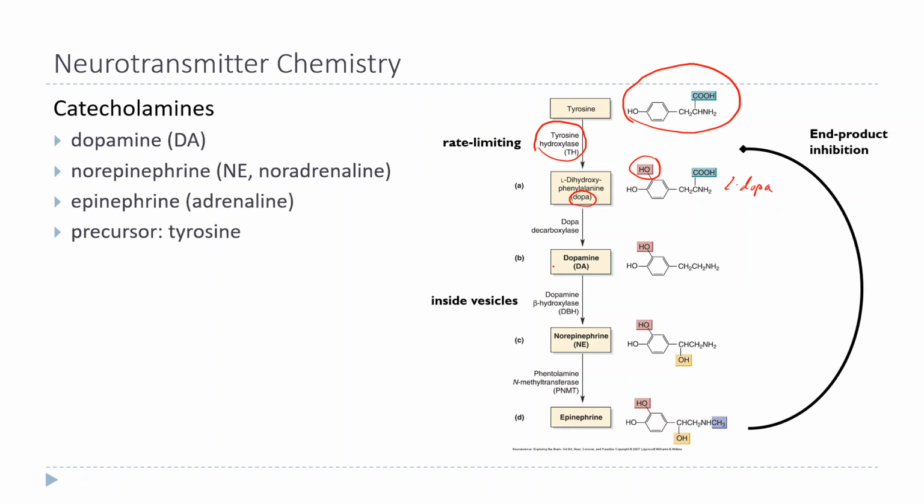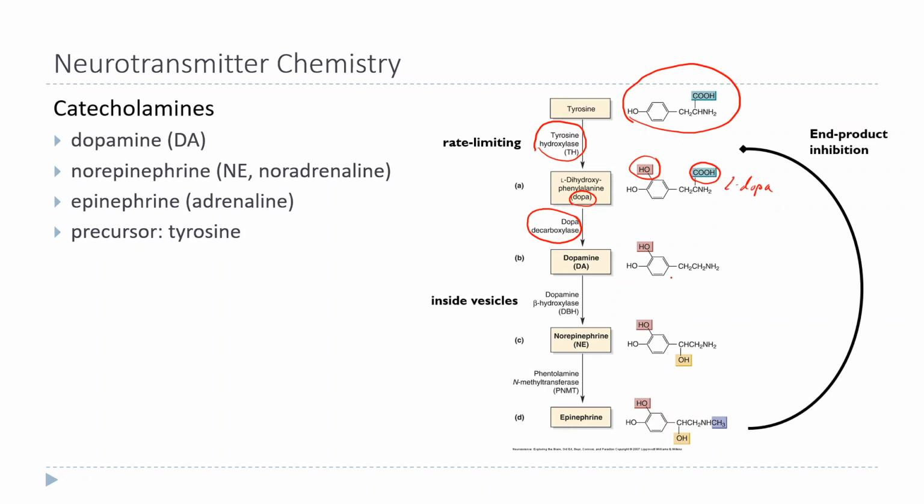And then a different enzyme called DOPA decarboxylase, again, does what it says it does. It removes a carboxyl group from DOPA. This is a carboxyl group. So by removing the carboxyl group, it turns L-DOPA into dopamine. And again, DOPA is still standing for deoxyphenylalanine, but now it's just called dopamine. And so if you're talking about a dopamine neuron, this is the end of the line.